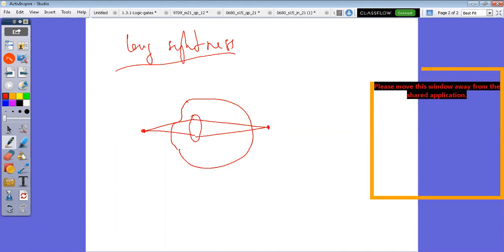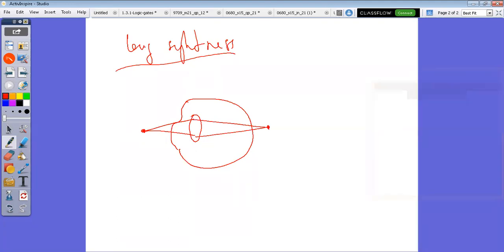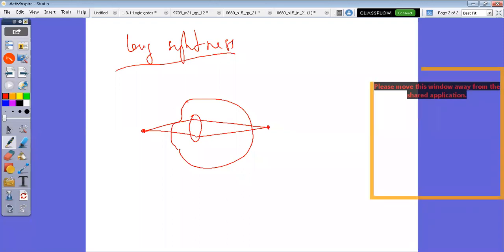It's also caused by a loss of elasticity in the lenses, meaning it cannot become thick enough to refract more light on the retina. It cannot become thick enough to focus light rays on the retina. So what type of lens do we use? Please repeat. It's caused by loss of elasticity, meaning it cannot become thick enough to focus on the retina.